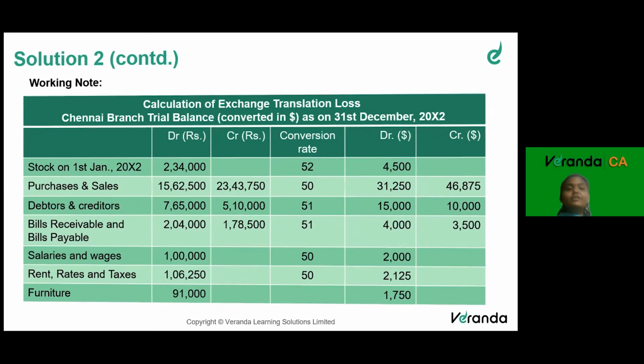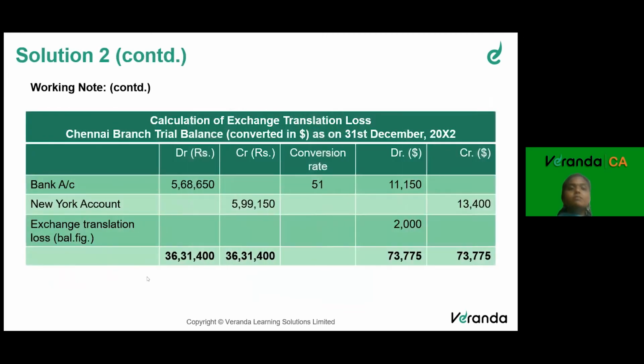Then we have the bank and New York account. The bank account amount is 568. It's a current asset, so we adopted the closing rate of 51, debit. The New York account is the head office account. Here I don't need the conversion, because it is clearly stated in the question that in your branch, the New York account has a credit balance of 13,400. So the balance is just 13,400. This dollar amount is given in the question, so I have not adopted any rate.